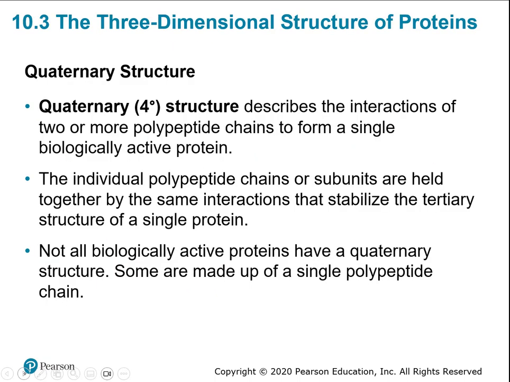Last structure, fourth level of structure. Not all proteins have this structure. In order to have this structure, you have to have more than one protein chain. So you have two or more chains. That forms quaternary structure. So we've already talked about two. Keratin. Keratin has two thread-like proteins that wrap around. So keratin. One of the chains is like this. The second chain wraps around it.